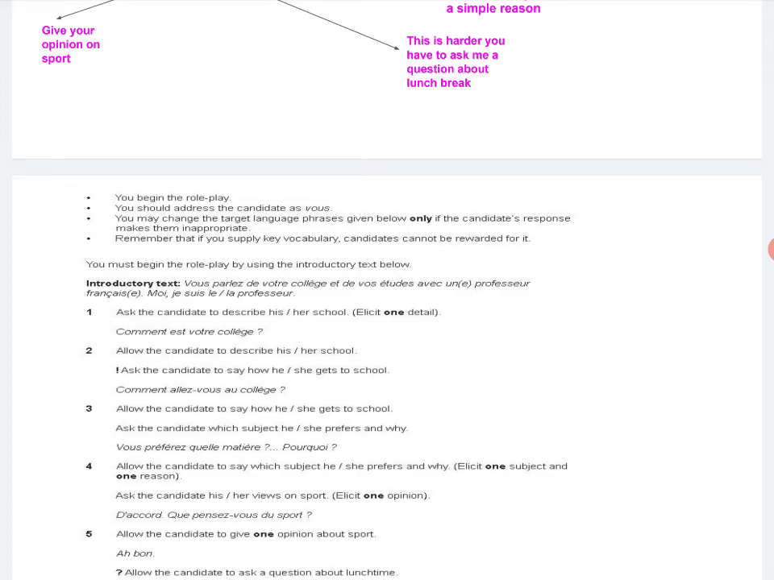So I hope you found this useful. Sorry I went really quick. I will add another role play on the topic of school on the PowerPoint, and I will correct the typing errors as well that I noticed at the start when I was starting recording.